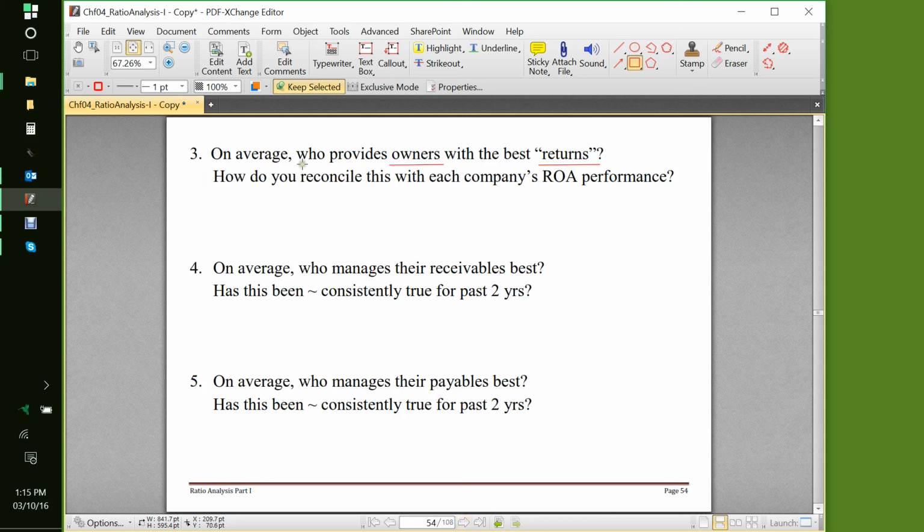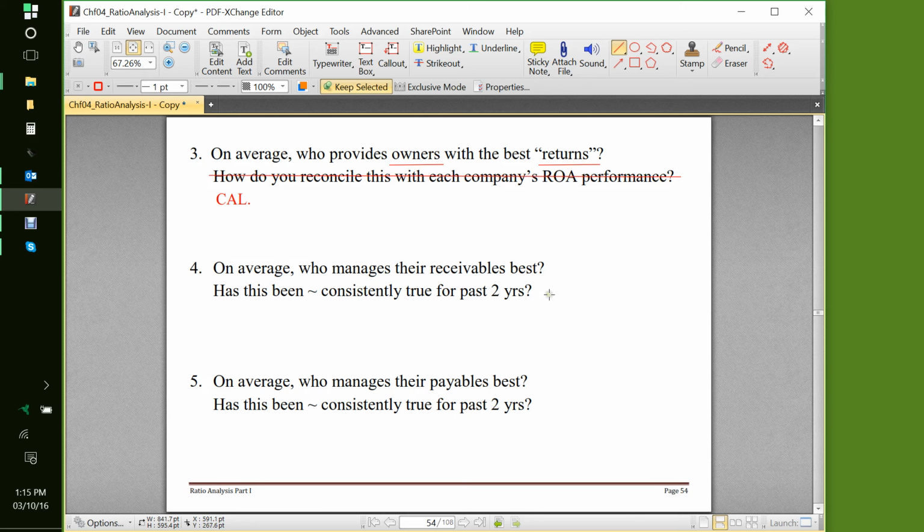This is all during the past year, by the way. So we've got here, let me just get the typewriter for Cal. How do we reconcile this with each company's ROA performance? That's a complicated question. I would prefer to defer till later. So I'm going to just cross that out.